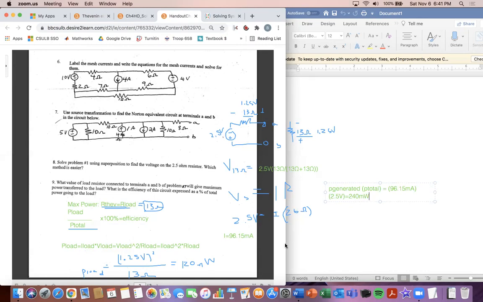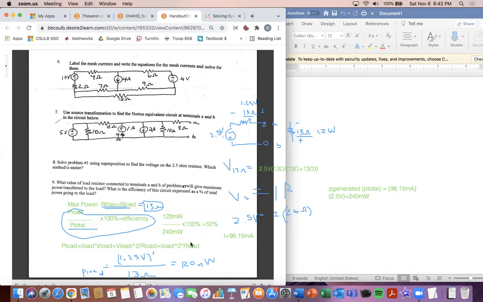Okay, now that we know that, we can plug into this equation right here. So the power for the load resistor is 120 milliwatts, and the power generated within the circuit is 240 milliwatts. Multiply that by 100 to get the percent, the efficiency, and that will be 50%, because it's 120 divided by 240 times 100, 50%.